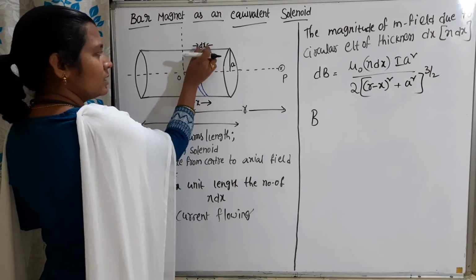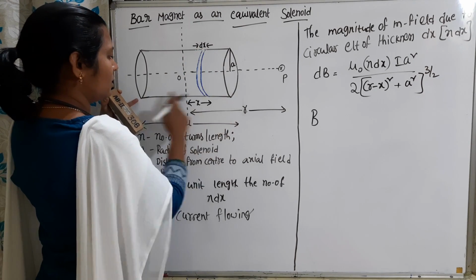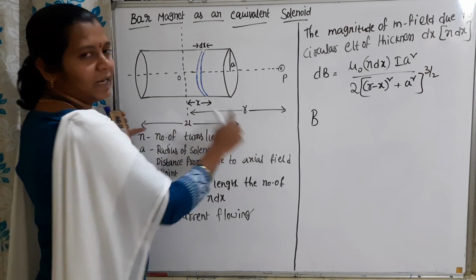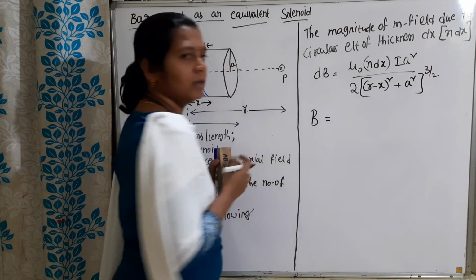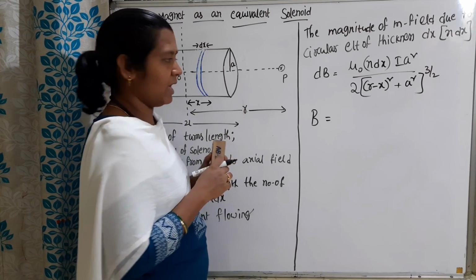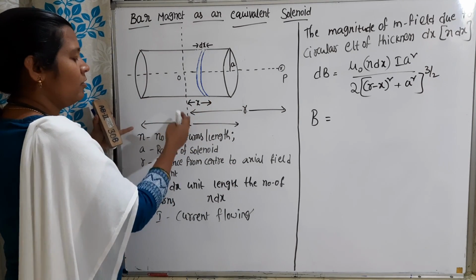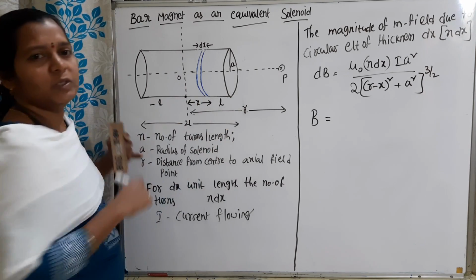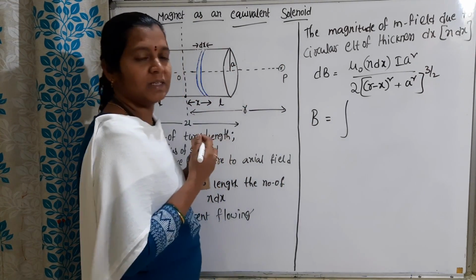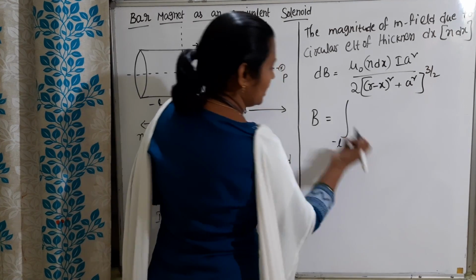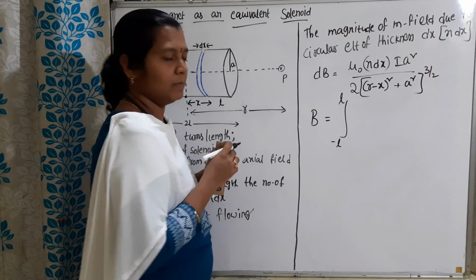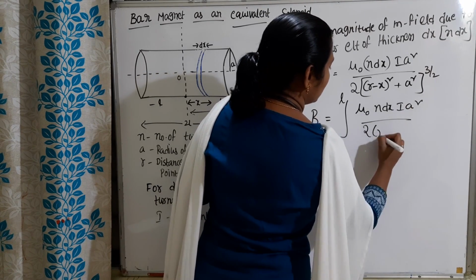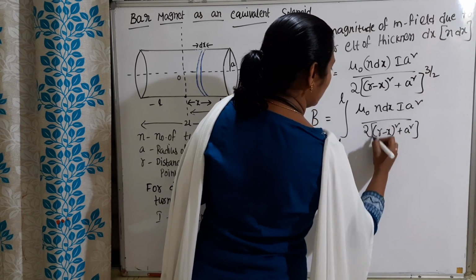We have considered only this circular element of thickness dx, but we can imagine the solenoid as a sum of different circular elements. So the summation is over the total length of the solenoid. The total magnitude of the magnetic field at the axial point is obtained by summing x from, if this is zero, minus L to plus L. Integrating the field due to the circular elements, x extends from minus L to plus L: mu naught n dx I a square by 2 into (r minus x) whole square plus a square whole power of 3 by 2.